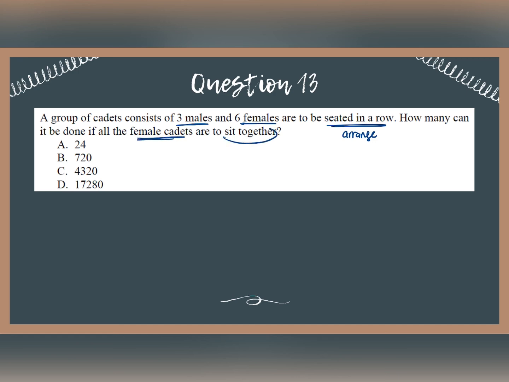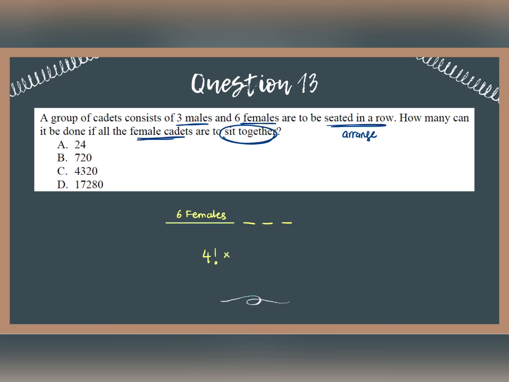Female sit together. Okay, so kita ada berapa female? Kita ada 6. Okay, so ini adalah 6 orang female. So the remaining will be 3 males kan? 1, 2, 3. So saya groupkan 6 female ni together, jadi satu lah. So 1, 2, 3, 4. So kita akan arrange berapa benda? 4 benda. So it will be 4 factorial.